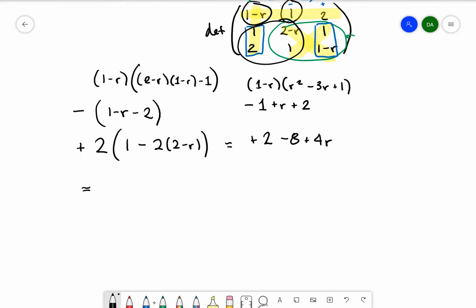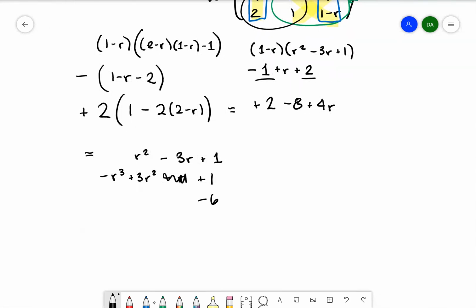So I'm going to get r squared minus 3r plus, actually, let me do this in a way that's a little bit neater. r squared minus 3r plus 1, and then the negative r is going to give me negative r cubed plus 3r squared minus r. And then we get a plus 1 from here and a plus r from here, and then a minus 6, and a plus 4r. And now it's a little easier for me to collect all these terms together. And I get minus r cubed plus 4r squared plus r minus 4.